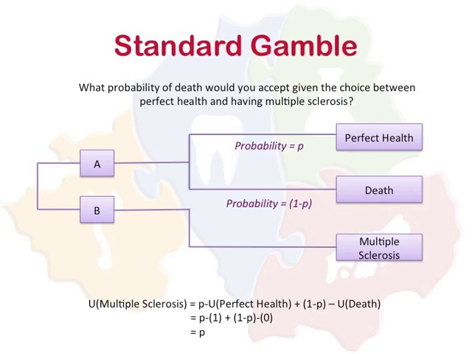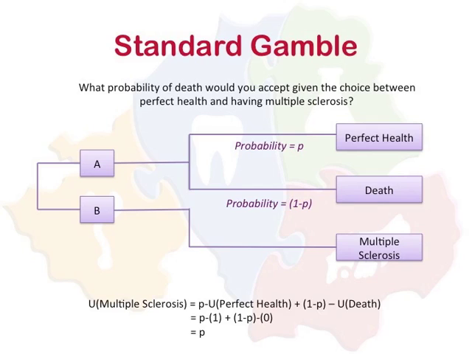So the option is a gamble between A and B. Given probability P, you end up with a probability of death of 1 minus P if you take the gamble and go for A. Or you can opt for B, which is certainty of you being in that disease state. So I'm going to go into some basic mathematics now and try and explain how you can get a value of P and a value of a health state from the standard gamble.